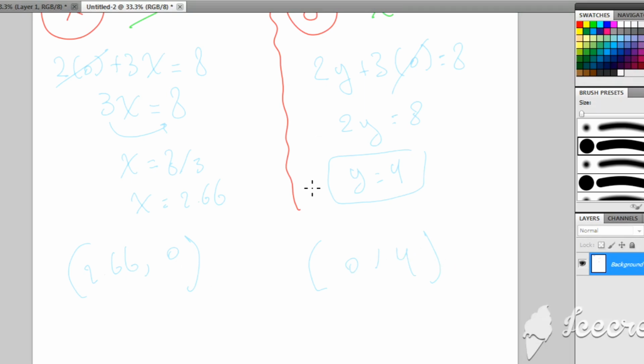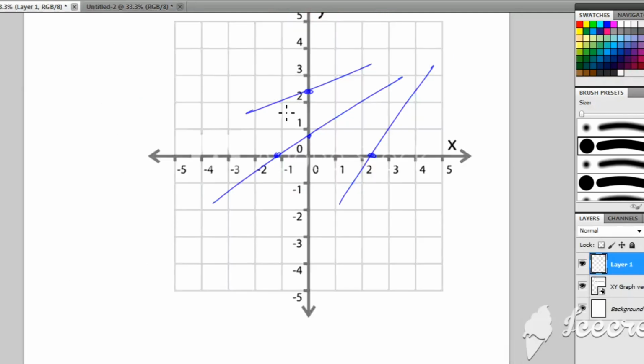So I'll start with (0, 4). It doesn't matter which one you start with, by the way. So now I will go here, (0, 4). That means 0 here. I'm not going to the right or to the left because that's the x-axis. And 4 up, that means I will go here. Now, what about the other one?